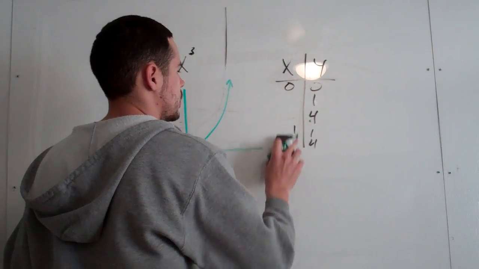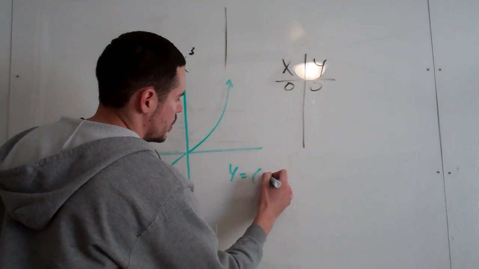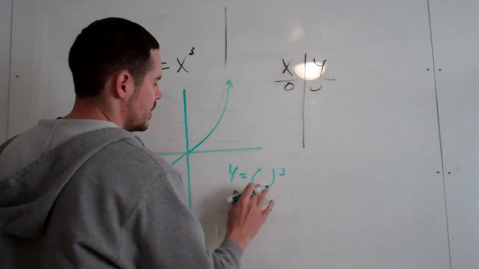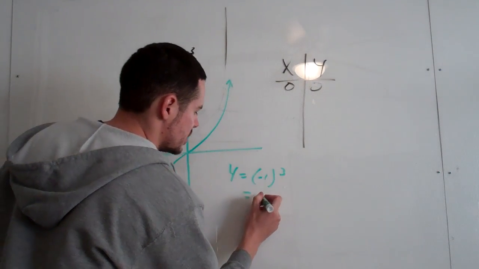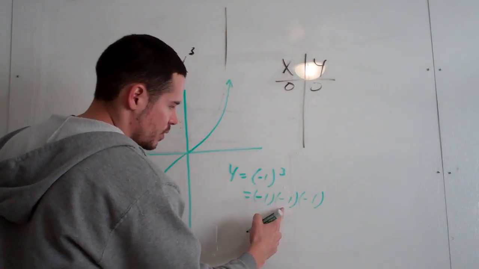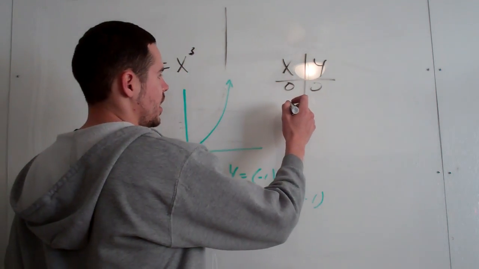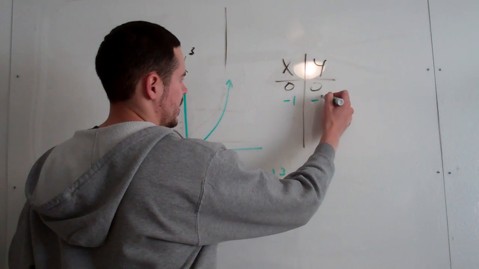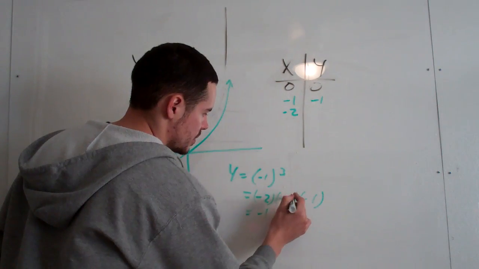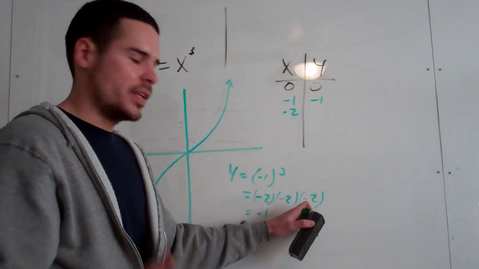So, for example, at 0, 0, we can see y is equal to 0 cubed, which is equal to 0, right? So that stays the same. Let's say we want to throw in negative 1. Well, that's the same thing as saying negative 1 times negative 1 times negative 1. So negative 1 times negative 1 is a positive 1, times a negative 1 is equal to negative 1. So at x is equal to negative 1, y is equal to negative 1. So if x is equal to negative 2, well, that's the same thing as saying negative 2 times negative 2 times negative 2. Negative 2 times negative 2 is equal to 4, times negative 2 is negative 8.